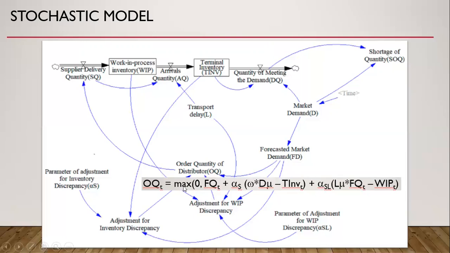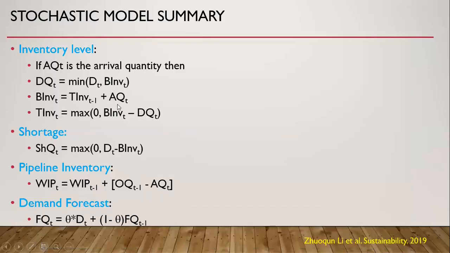So the ordered quantity is the maximum of either zero or this term. So let us see what this term is. This term has three components. One is forecast, the other is inventory level, and the third is work in process inventory. So I have already described the delivered quantity, initial inventory, terminal inventory, shortage quantity, work in process, and forecast of market demand.